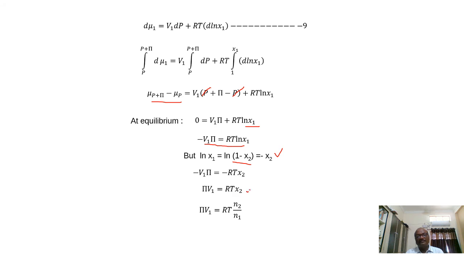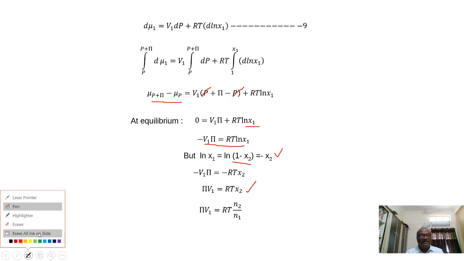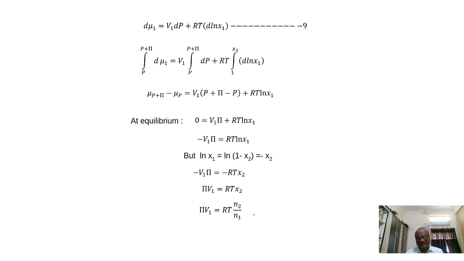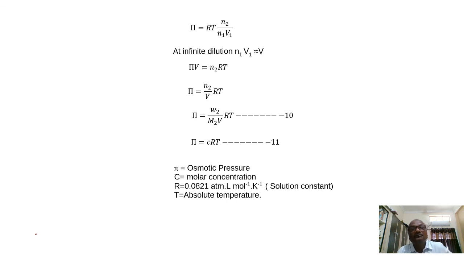What is x2? The mole fraction of solute. It will be equal to the ratio between the number of moles of solute to the total number of moles present in the solution. That means in the denominator there should be n1 plus n2, but in case of dilute solution, n2 can be neglected. So instead of x2, we simply write n2 by n1. So the final equation we got is pi v1 is equal to RT into n2 by n1. Next, pi is equal to n2 RT by n1 v1. Here we are just shifting v1 to the right-hand side.